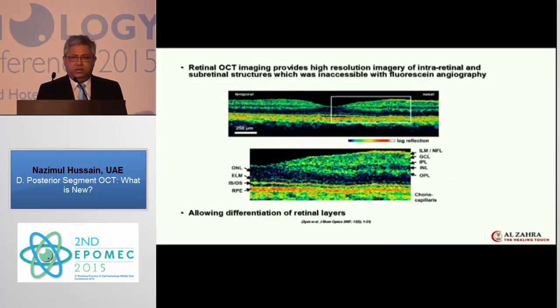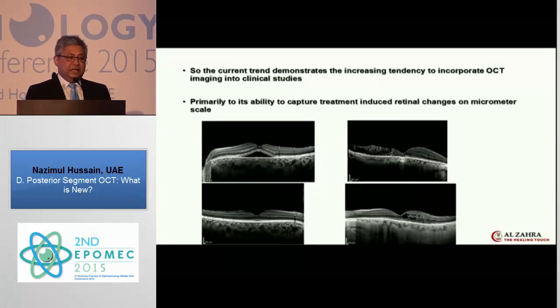We also know that retinal OCT imaging provides very high-resolution imaging of the intraretinal structures, which is not accessible with fluorescein angiography. As you can see here, it allows differentiation of every layer of the retina. The current trend shows an increasing tendency to incorporate this imaging into our clinical studies, and primarily it is able to capture treatment change in the retina after treatment, especially on the micrometer scale.